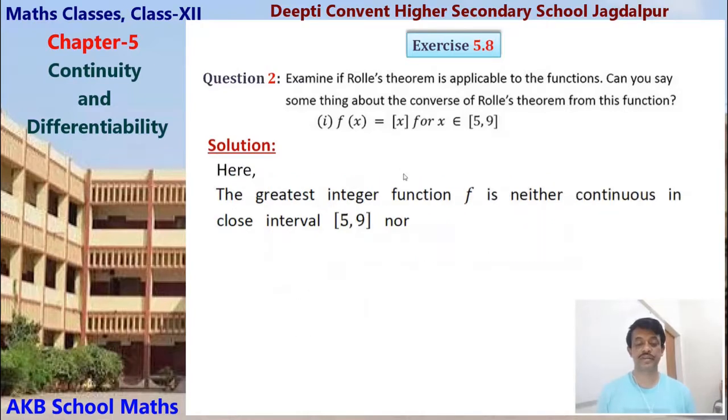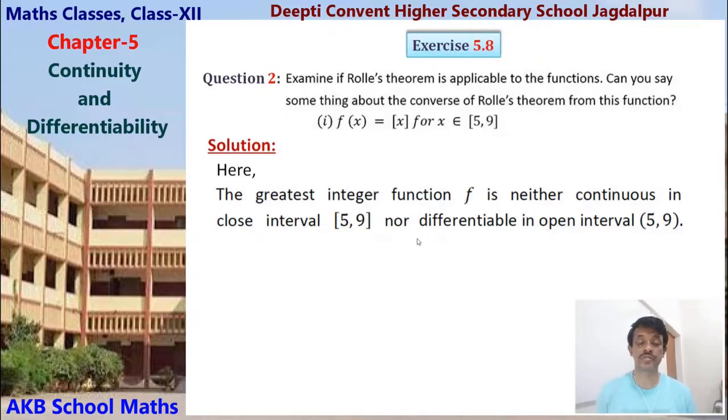Second, the function f is differentiable in the open interval (a, b), and third, f(a) equals f(b), that is, at the extreme points a and b the value of the function should be equal. If these three conditions are satisfied, then we can say Rolle's theorem can be applied to this function in this interval. Okay, so let us solve one by one. Here, first question, f(x) equals the greatest integer function. We know that the greatest integer function f is neither continuous in the closed interval nor differentiable in the open interval, because in the closed interval there is an integral point. We know that the greatest integer function is not continuous at integral points. In [5, 9] there are some integers, so at those integral points the function is not continuous. Also it is not differentiable in the open interval (5, 9), because it is not continuous.